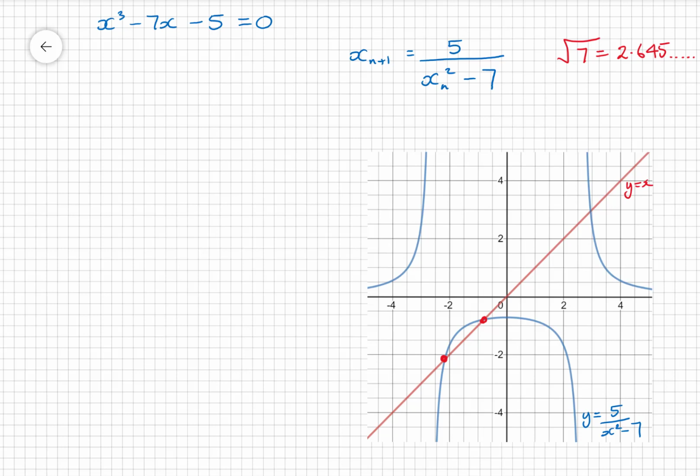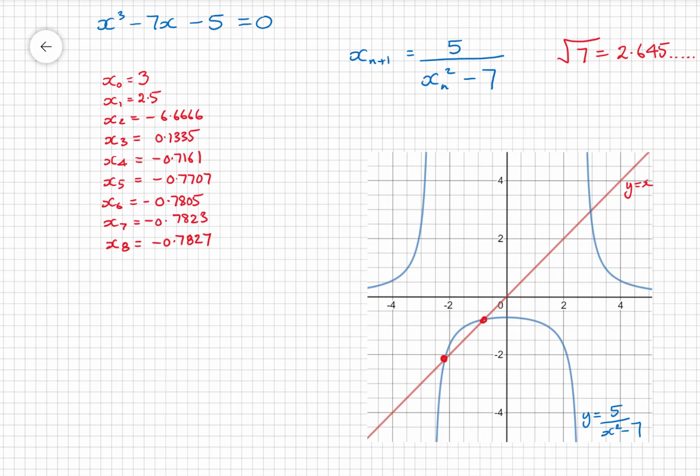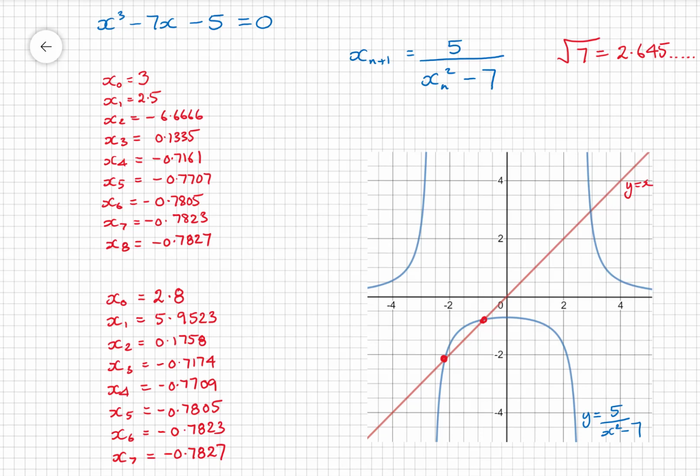I'm going to use, first of all, x0 is equal to 3. And when we begin to put that in, we get these values coming out. And rather surprisingly, this homes in and converges on that solution, that middle solution, minus 0.783. So an alternative that we could have, which is just below the actual solution, would be 2.8. And when we put those values in, we similarly find that it eventually converges on minus 0.783.